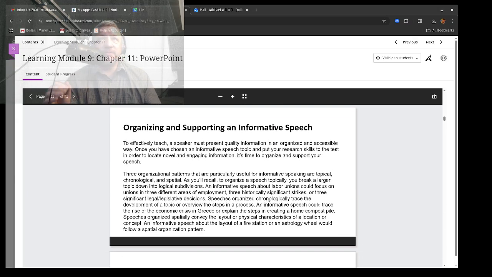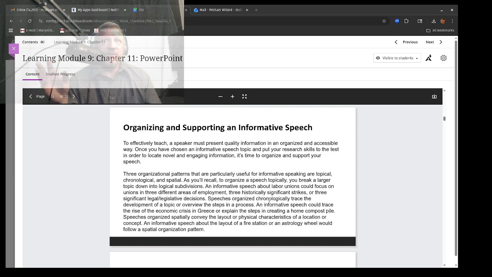Organizing and supporting an informative speech. To effectively teach, a speaker must present quality information in an organized and accessible way, right? So once you've chosen your topic, put your research skills to the test. It's time to organize that data and support your speech.